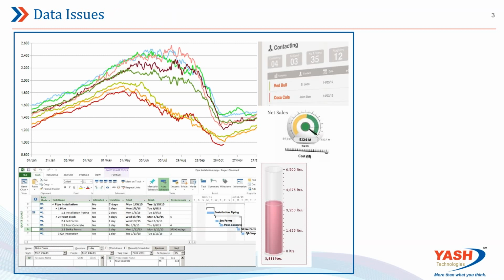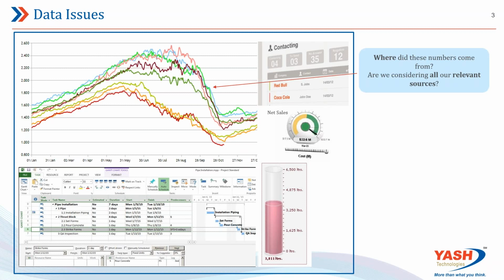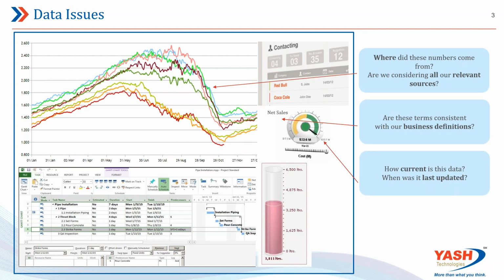Let's talk about this particular graphic here. This is a nice visualization which represents information critical to the organization. But from the business point, this could lead to a few questions, like where do these numbers come from? Do these numbers consider all the relevant data sources in the organization? And look at net sales. Is this a business term that is consistent with our definition across the organization? How accurate and how current is this data?